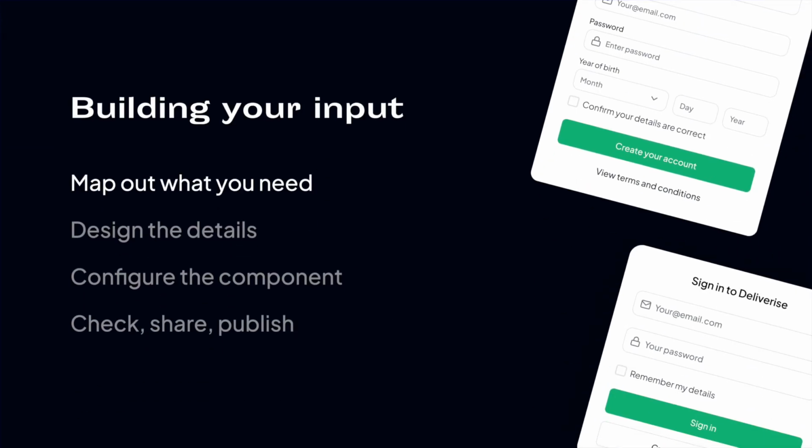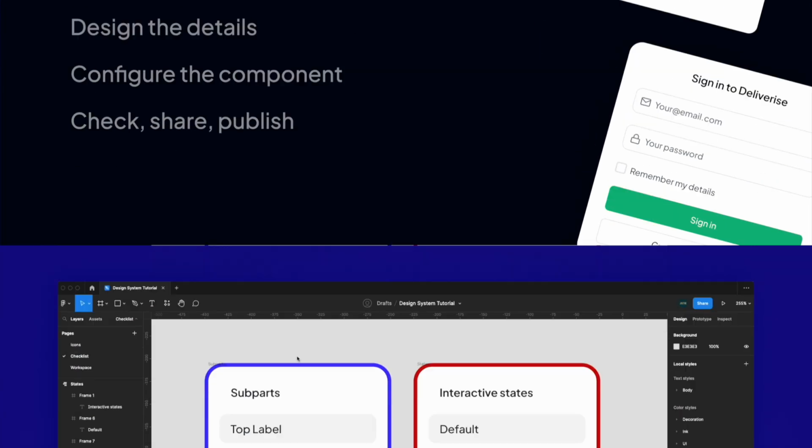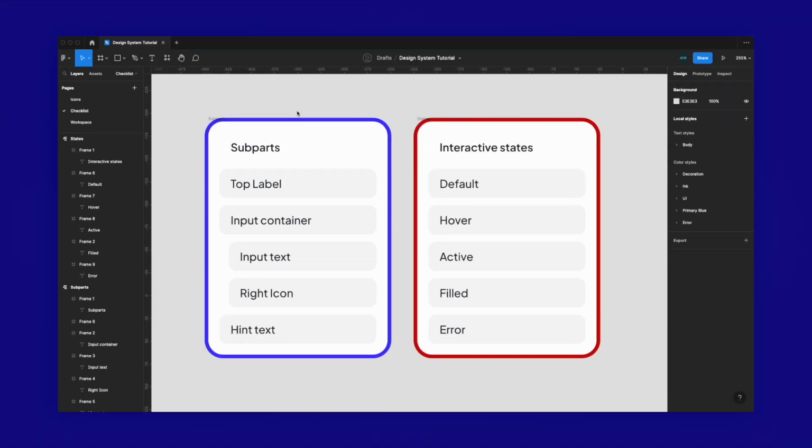Before we dive into actually pushing pixels around and creating that component, the first thing I like to do is map out exactly what it is we're going to build. And this falls into two parts. First, the subpart list. Subparts are basically the individual layers and shapes that make up the actual structure of your component. And secondly, we've got our interactive states. These are the actual states that can be manipulated through interacting with your component.